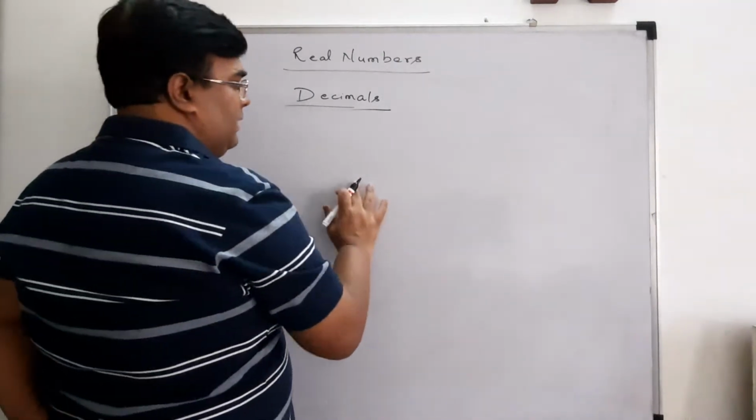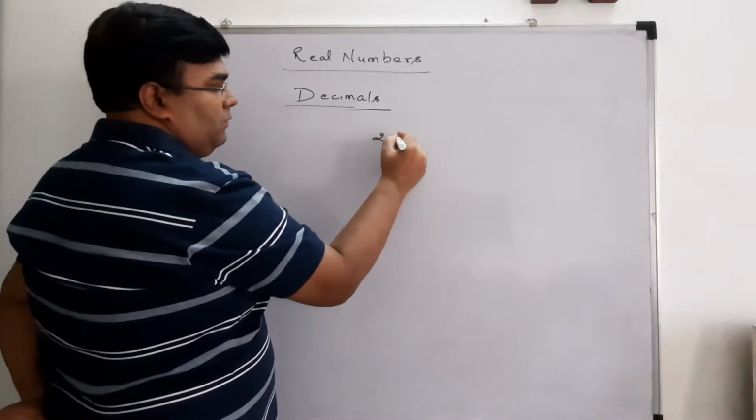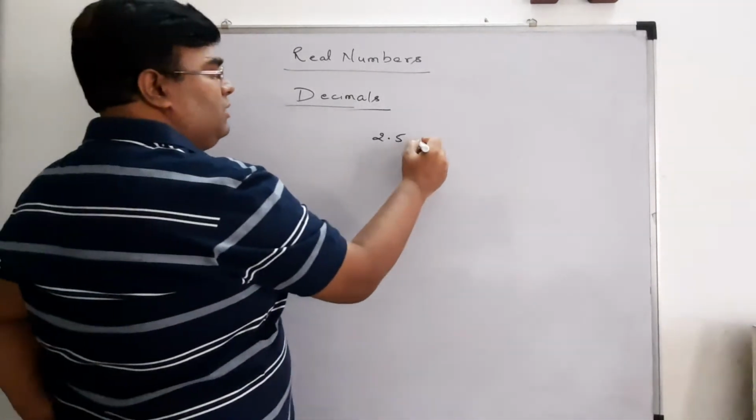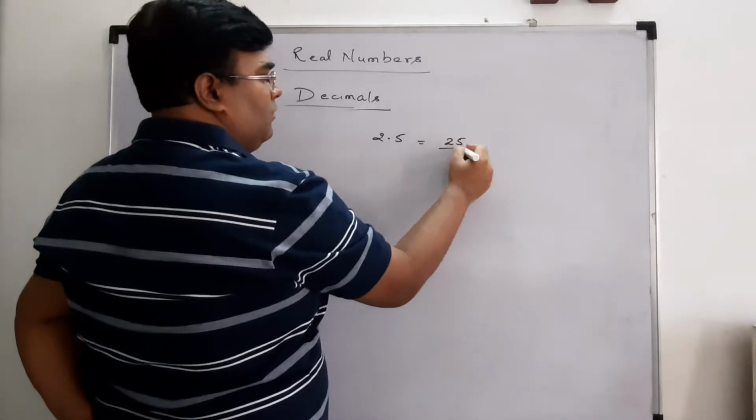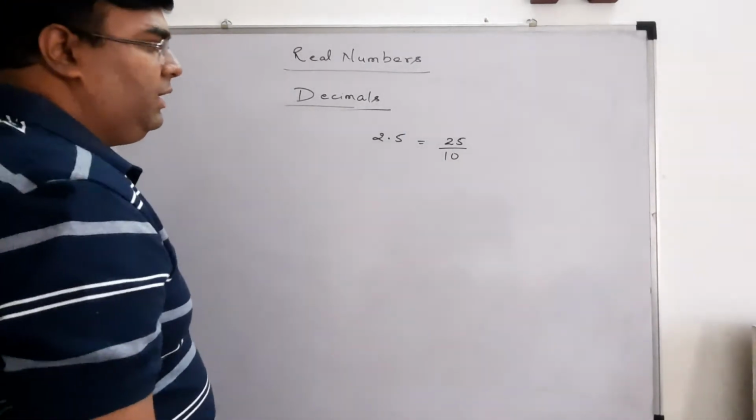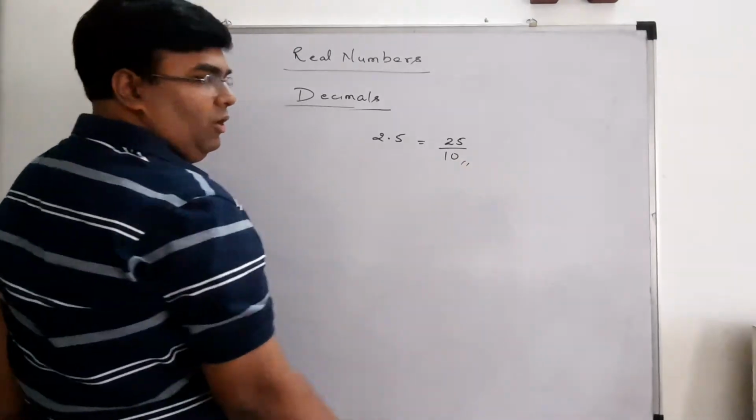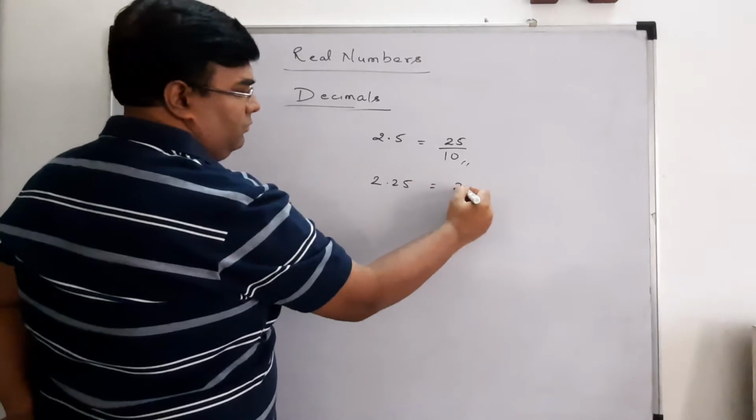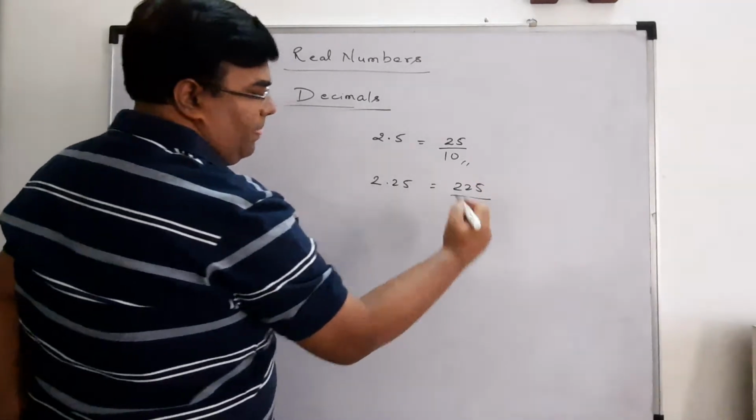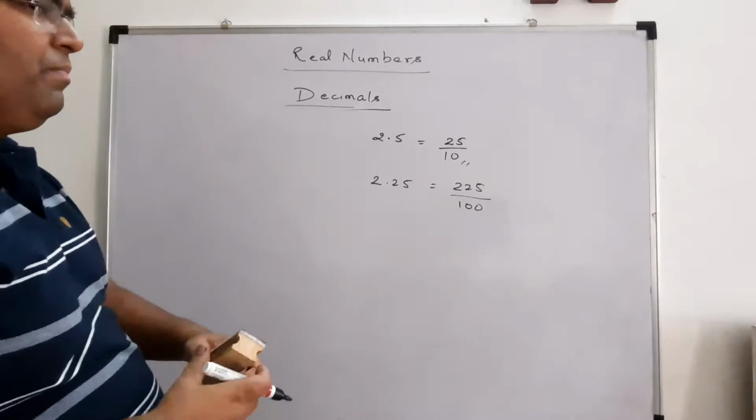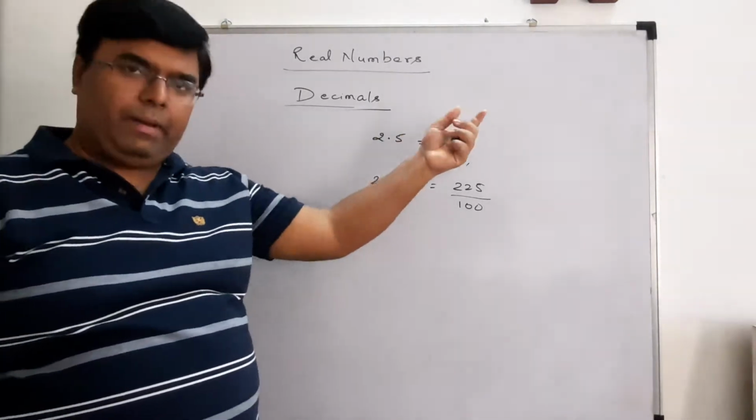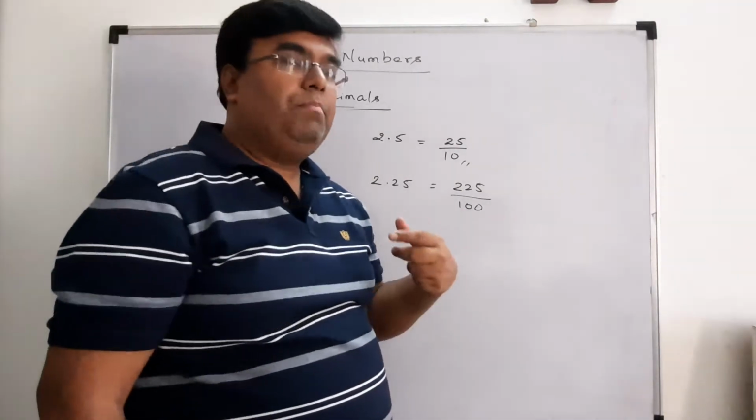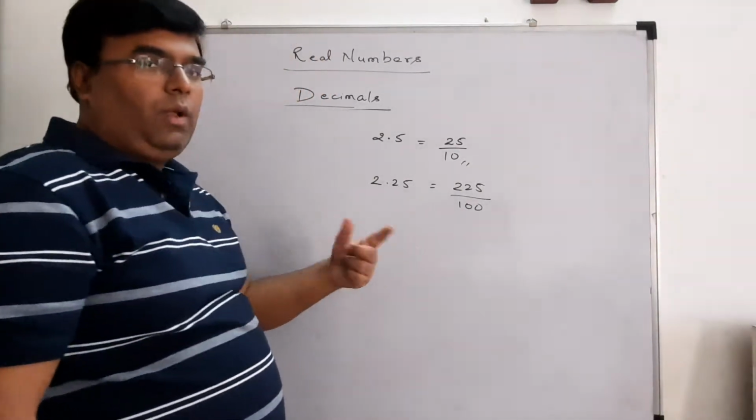For example, suppose 2.5. This is my decimal. I can write this 2.5 as 25 upon 10, so in the denominator we have 10. Another example, 3.25 as 325 upon 100. So this way we can write our decimals in the form of p by q, where q will be in the form of powers of 10, like 10, 100, 1000.